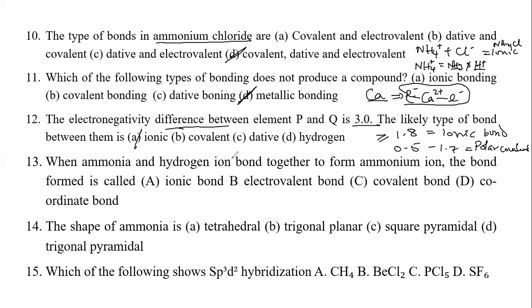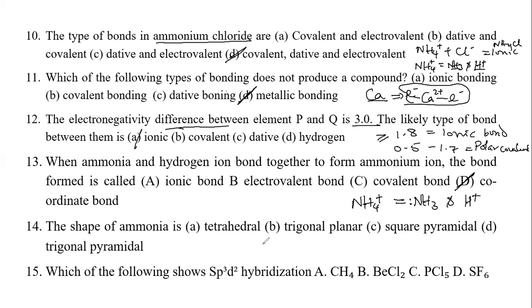When ammonia and hydrogen ion bond together to form ammonium ion, the type of bond is what? As I explained earlier, it is a dative or coordinate covalent bonding. So ammonium, this NH4 formed from NH3 and H plus, is coordinate covalent bonding, because the 2 electrons required for forming a bond are donated by the ammonia. That is dative bonding.